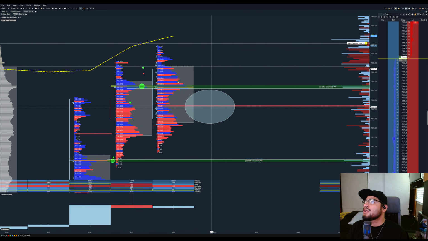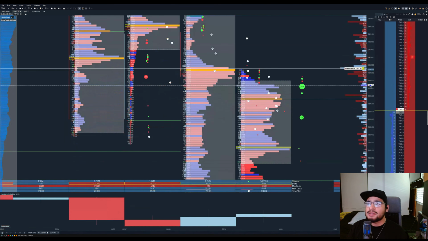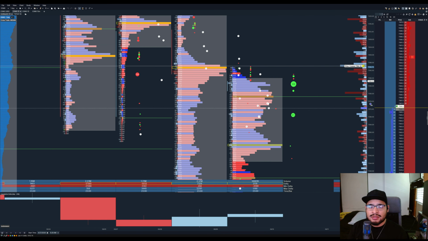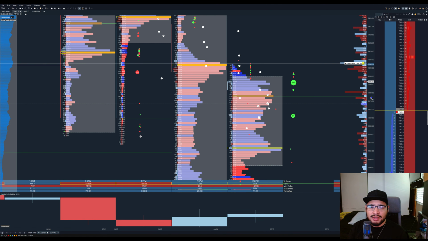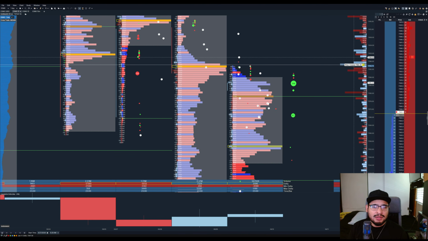If it fills it, then I may look for a short. But ideally, I'd like price to hit the weekly VWAP. And let's see. This is the daily profile, like 24-hour or 23-hour, I guess. We tapped yesterday's point of control, more or less, and around the weekly VWAP, so it doesn't look horrible for a short.